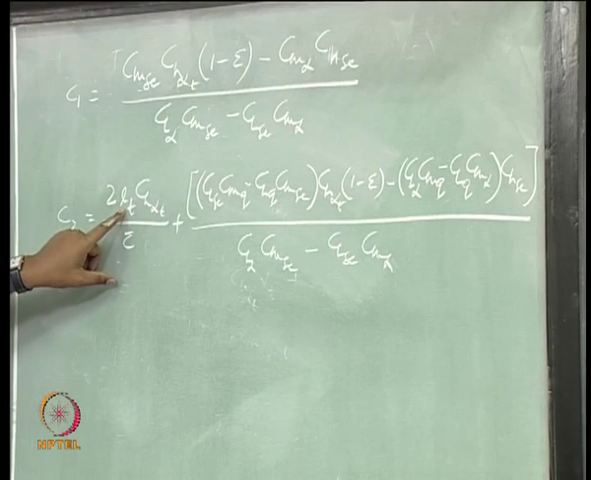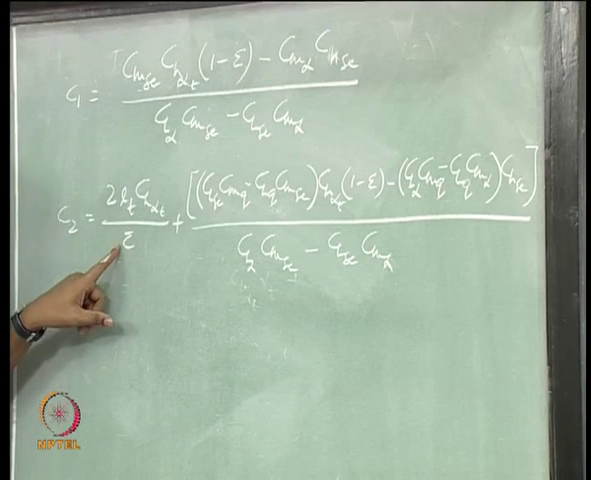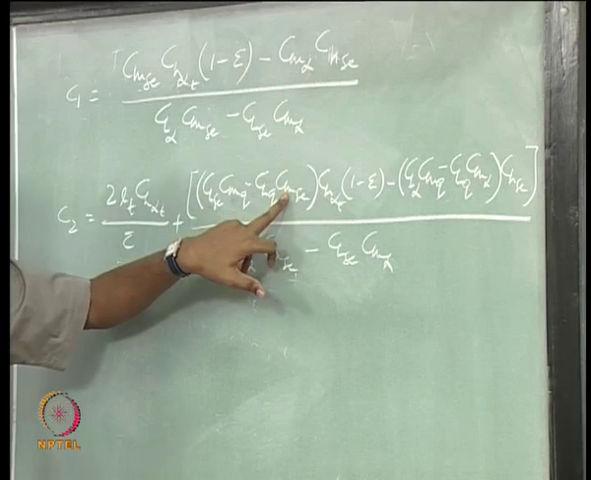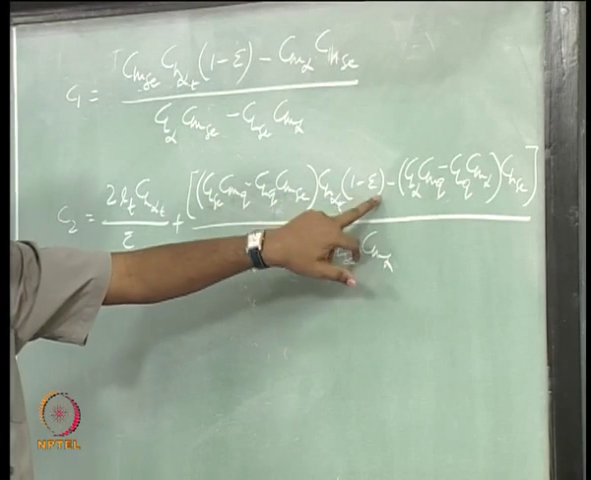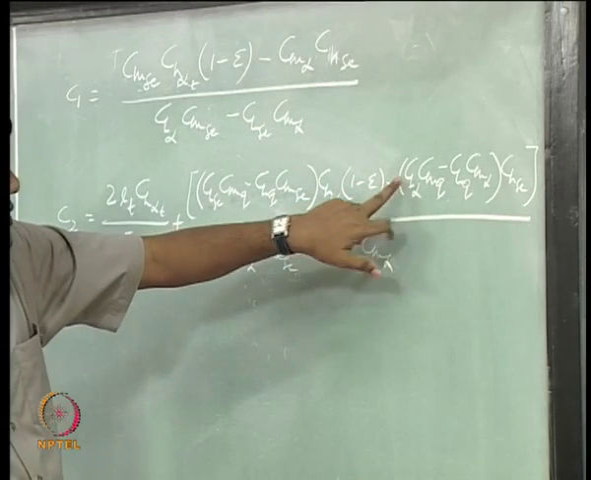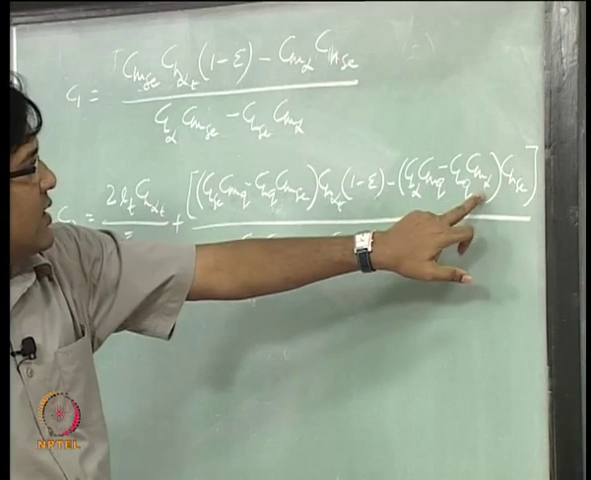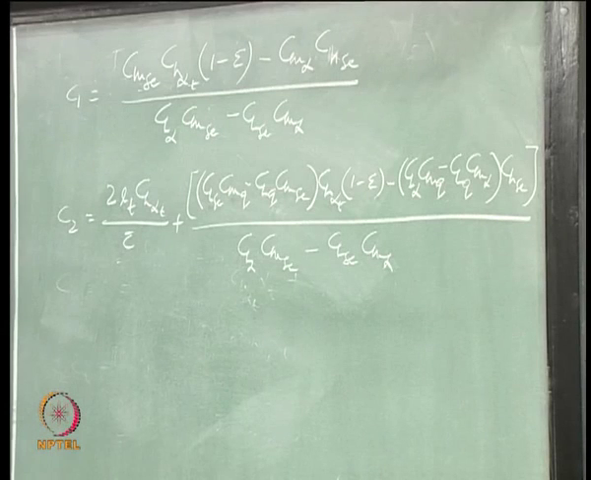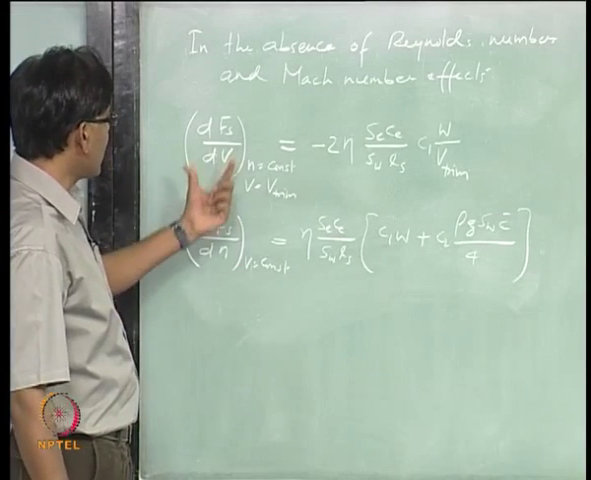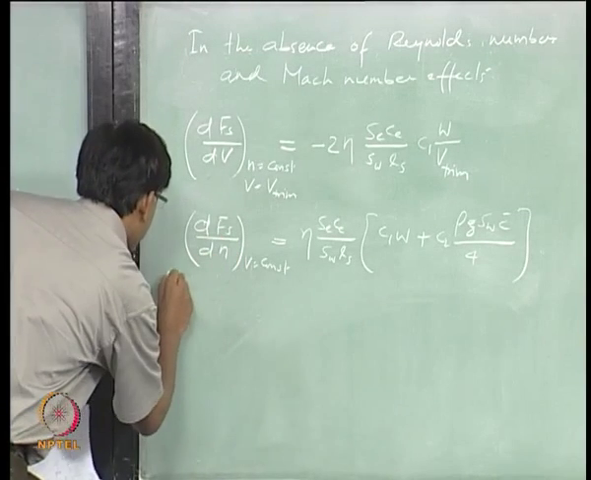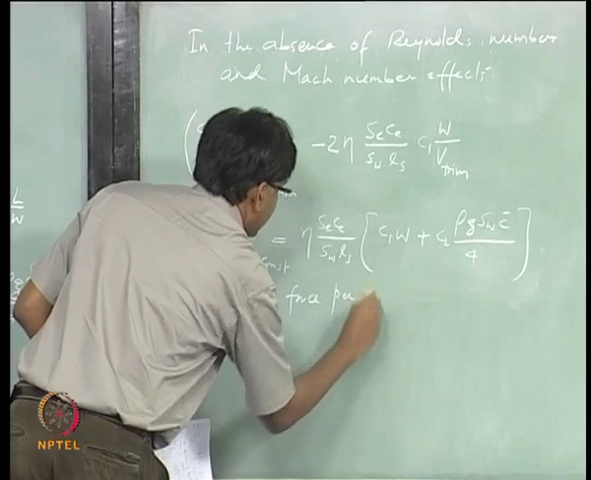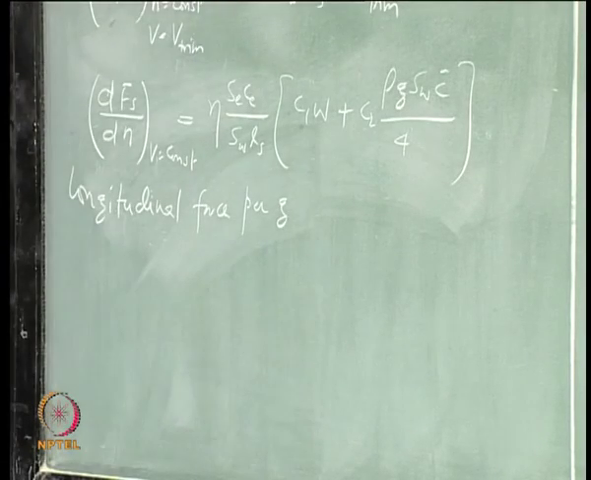C2 is 2 into LT, tail arm length, CH alpha T over C bar, mean aerodynamic chord of the wing, CL delta E, CMQ minus CLQ, CM delta E, CH alpha tail into 1 minus epsilon, epsilon is the downwash, minus CL alpha, CMQ minus CLQ, CM alpha, CH delta E, over CL alpha CM delta E minus CL delta E CM alpha. Okay, there is a big expression, but all it's indicating is that the longitudinal force per g is going to depend upon these factors, right.